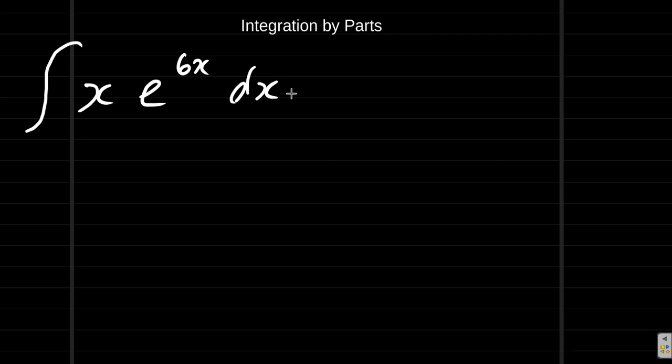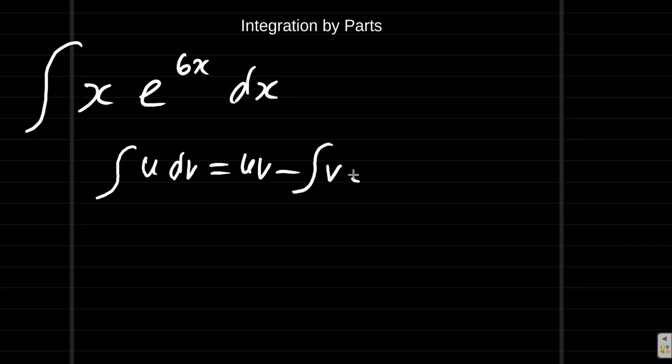Now, what we have is an integral of two functions multiplied together. Let's use integration by parts to work it out. Remember the integration by parts formula? The integral of u dv, where u is a function and dv is another function, right? Integral of u dv equals uv minus the integral of v du. Okay?